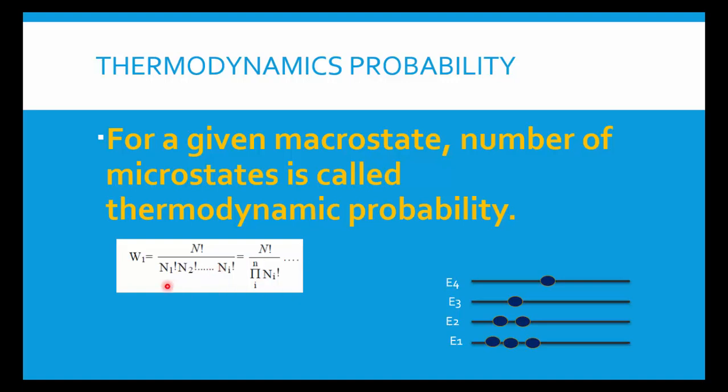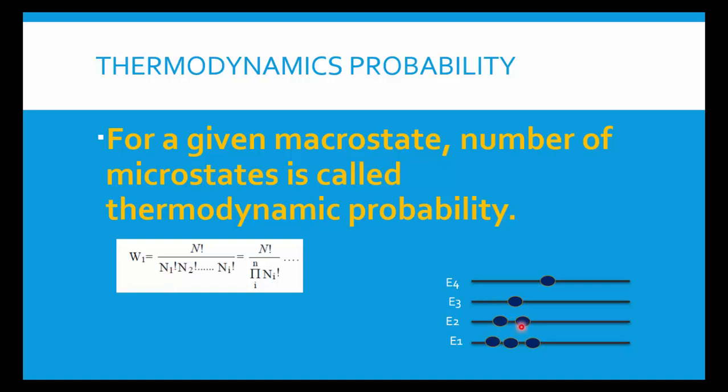So what does the theory say? W is the thermodynamic probability, capital N factorial divided by N1 factorial, N2 factorial, and so on up to Ni factorial. What does this mean? N means the total number of particles. In this example, you have 4 energy levels where in the first energy level you have 3 particles, in the second you have 2 particles, and in the third and the fourth you have 1 particle each. If you ask what N1 is, N1 stands for the number of particles in the first energy level. So how many particles are in the first energy level? 3. So N1 becomes 3 here.